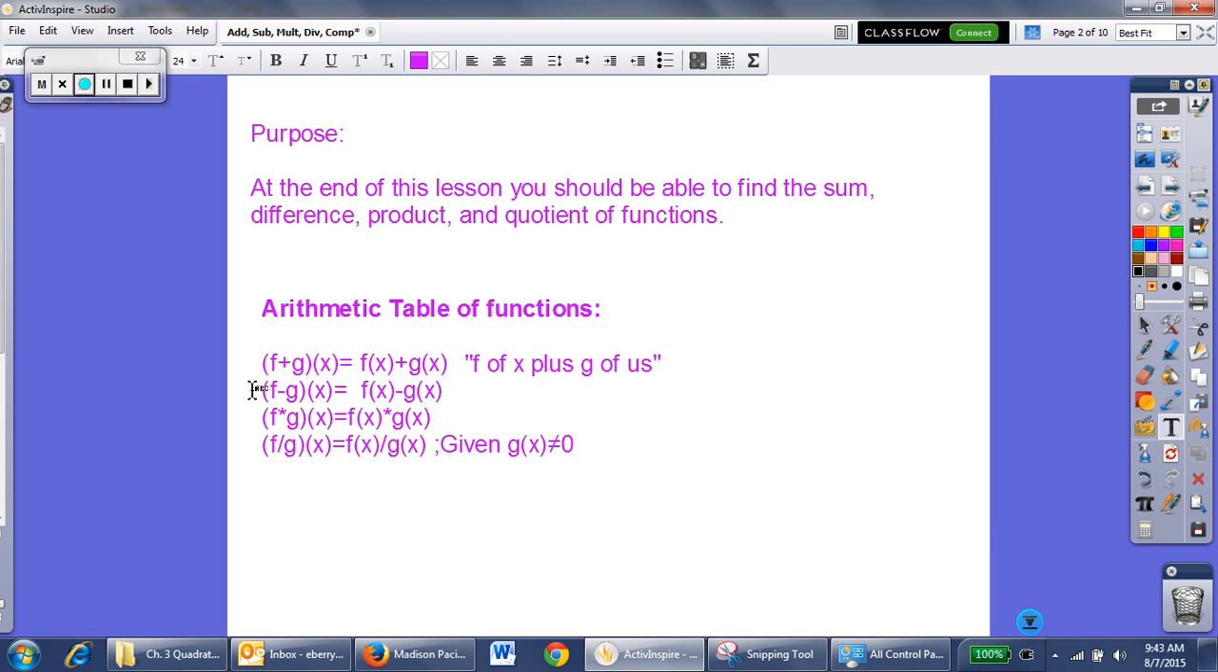Now the second one, f minus g of x. We're just going to take each function separately. So this would be f of x minus g of x. When we multiply, we say f times g of x. So separately, we would do f of x times g of x. And then with division, we have f divided by g of x. So again, we would break them up separately and write f of x divided by g of x. Now let's see what this looks like with some actual functions and numbers.